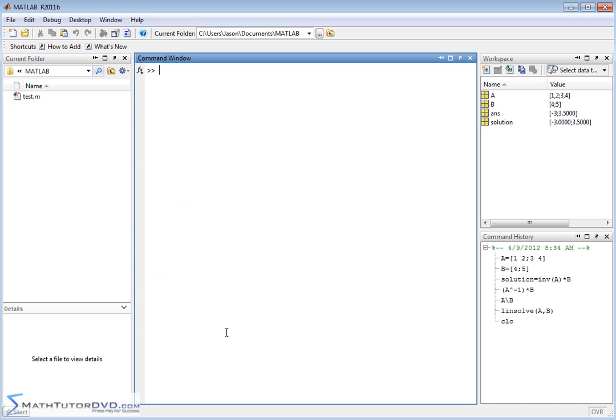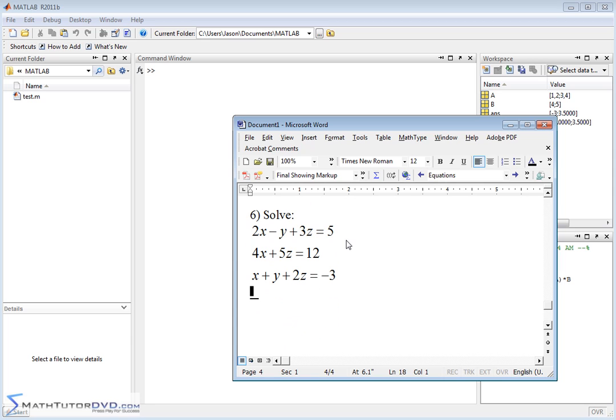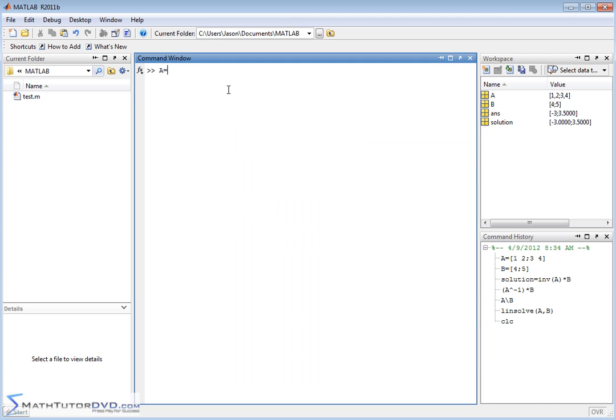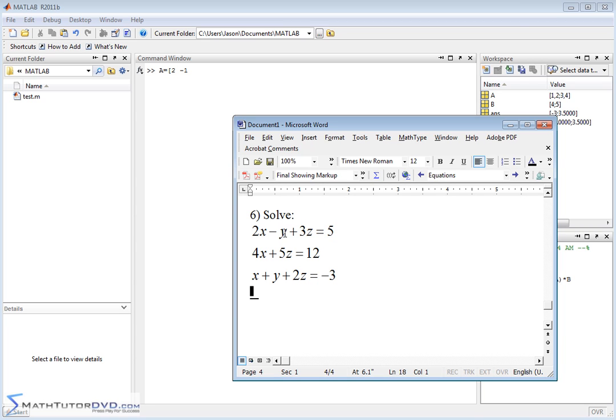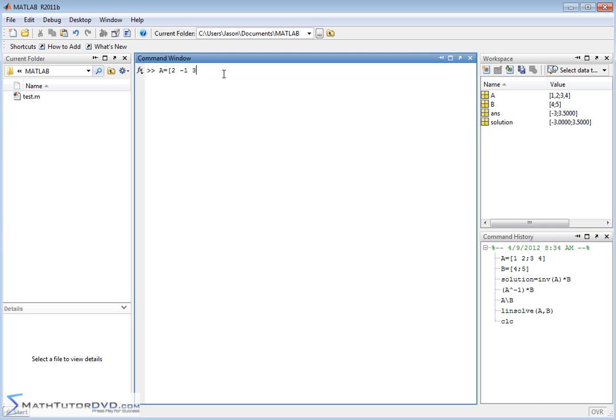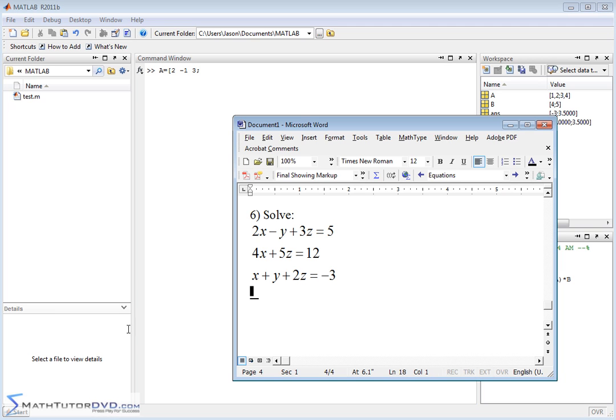So let me go ahead and clear the screen, and let's do one more quick example. A larger system. So here we have three variables, x, y, and z, and we have three equations. But the process is the same. We want to set up a matrix A that encompasses the left-hand side of the equal sign, and then we'll set up a matrix B that describes the right-hand side of the equal sign. So we have 2x minus y, so A is equal to 2x minus 1y. So 2 is this guy, and then we have minus 1, and then z is 3. Now we're going to put a semicolon because we're done with that equation. We're going to the next line.